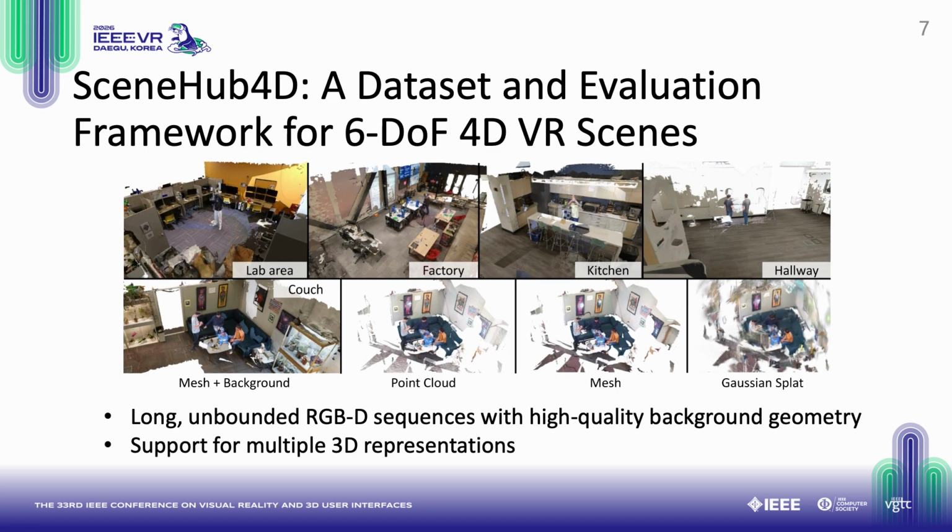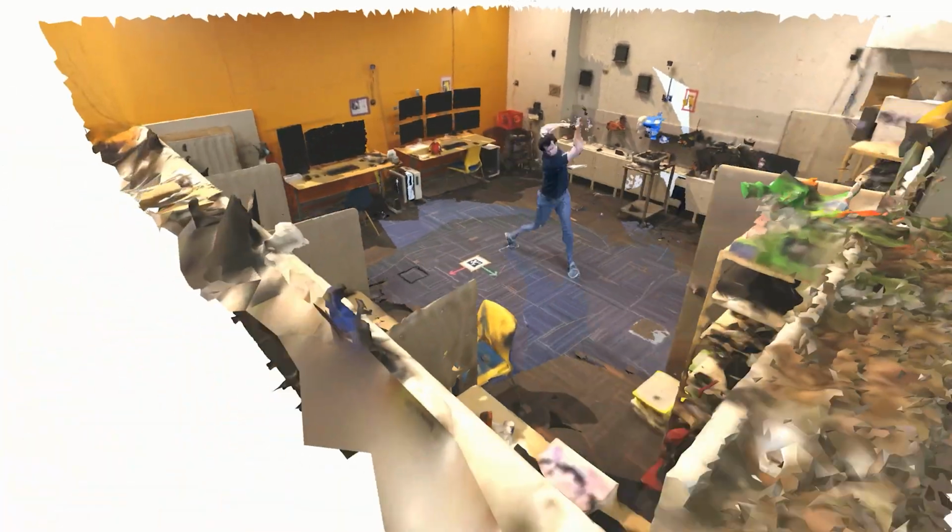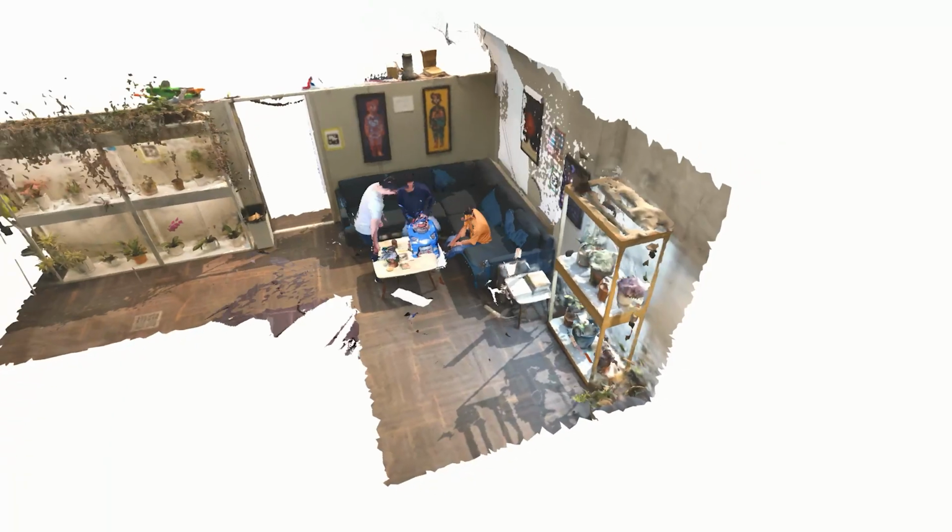To address these limitations, we introduce SceneHub4D. Our dataset consists of long, unbounded RGB-D sequences with high-quality background geometry. It also supports multiple 3D representations, making it suitable for a wide range of research tasks. Here is a teaser video of our dataset. As you can see, our scenes capture both dynamic human motion and realistic background environments. This allows more comprehensive evaluation of 3D systems.